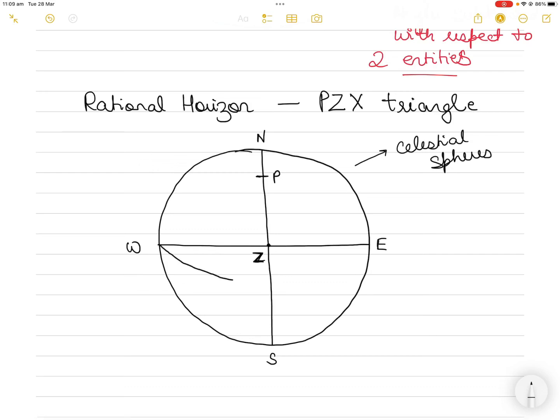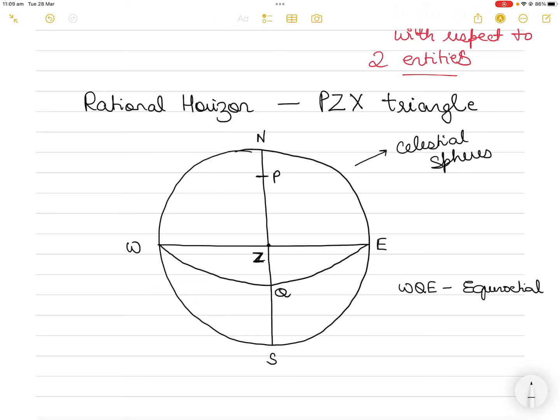And we draw the equinoctial or the celestial equator south of the observer. And we call it Q. Q stands for the equinoctial or the celestial equator. So WQE becomes the equinoctial. So WQE is the celestial equator or the equinoctial.